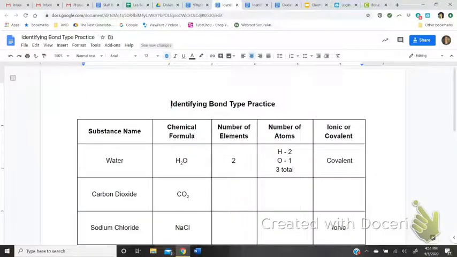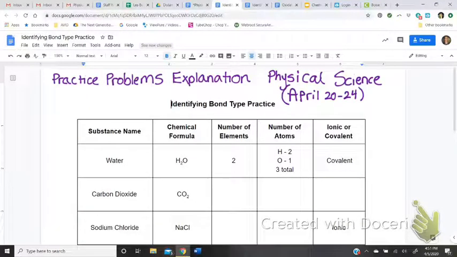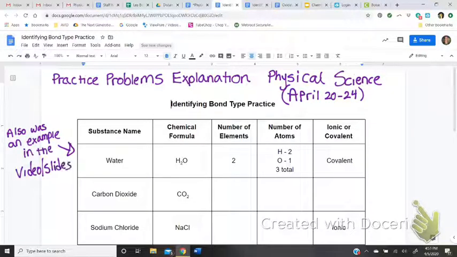Here's the walkthrough explanation of the identifying bond type practice part of the April 20th to 24th lesson for physical science. So this should look familiar from the slides on the example video or slides. So the first thing that you're going to do is you're given your chemical formula and you're going to identify just the total number of elements.